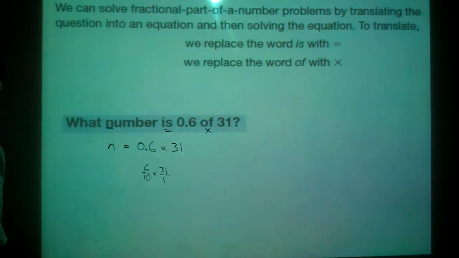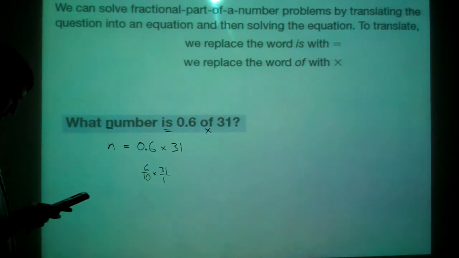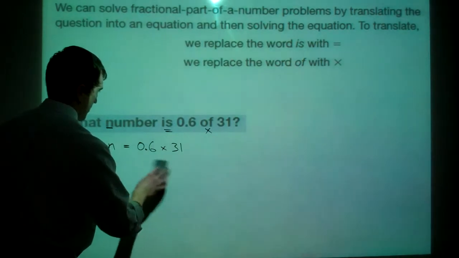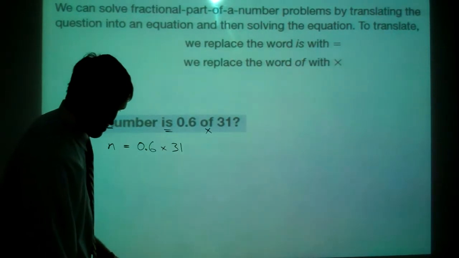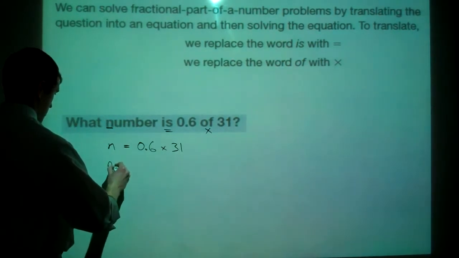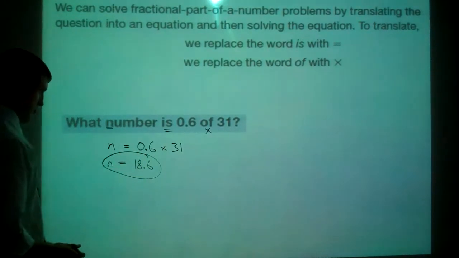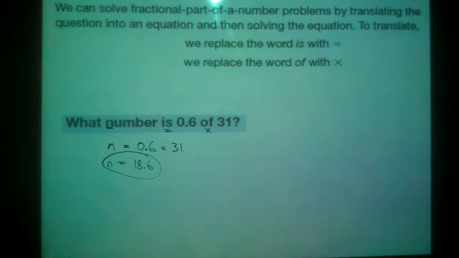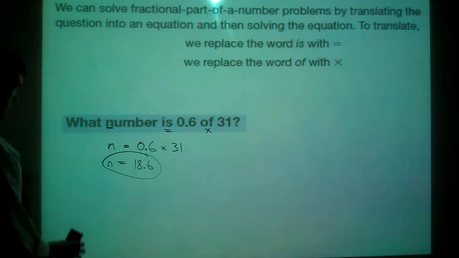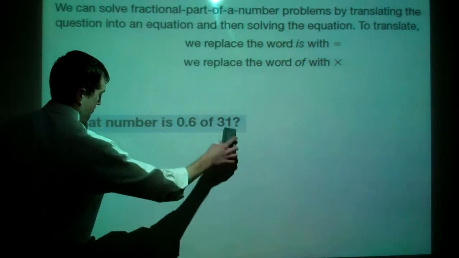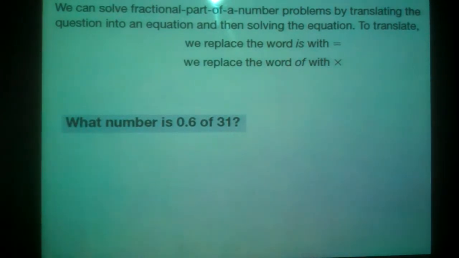So you could go ahead and solve this. I'll just type it in on the calculator here. 0.6 times 31, and we get 18.6. So n equals 18.6. Okay? So that's how we would set that one up. Let's take a look at the next one.